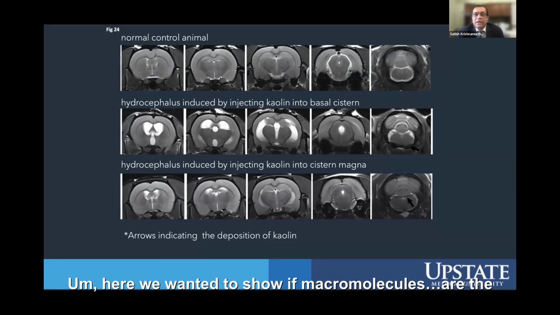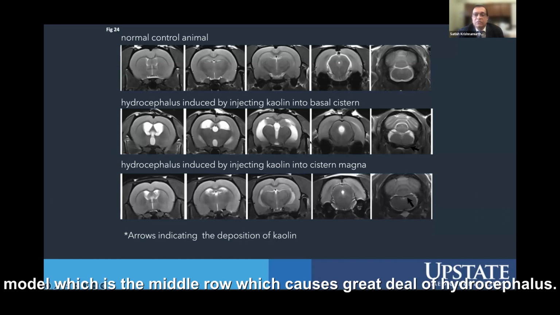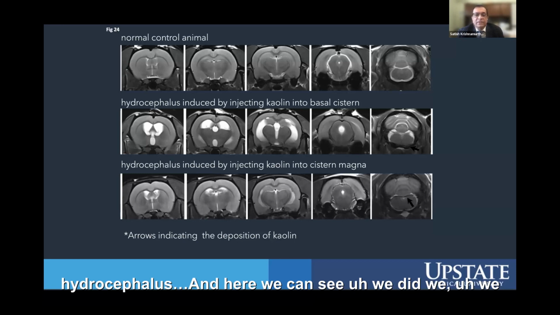Here we wanted to show if macromolecules are the primary source of water getting into the ventricle, we wanted to see if this macromolecular transport is different between the normal and the hydrocephalic animals. So here we compared normal animals, the top row, with the basal cistern kaolin model, which is the middle row, which causes a great deal of hydrocephalus, and the cisterna magna model, which is the obstructive hydrocephalus.